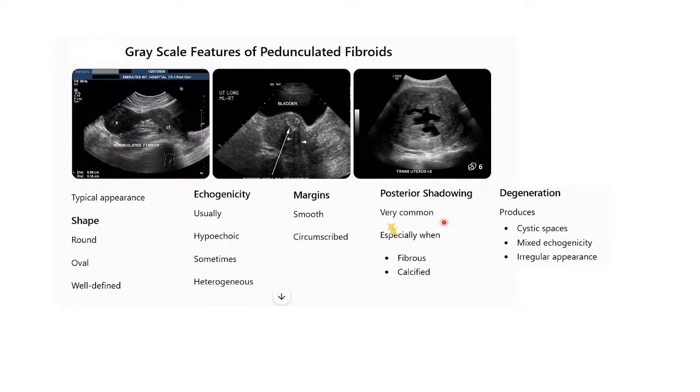You can see here, that's degeneration now. It produces cystic spaces, mixed echogenicity, and irregular appearance. Those are the other features or attributes of a pedunculated fibroid. They are variable depending on the maturity, the stage, the feeding that it is getting. If it's not getting enough blood supply and starts to degenerate, then you can have central cystic spaces like that.